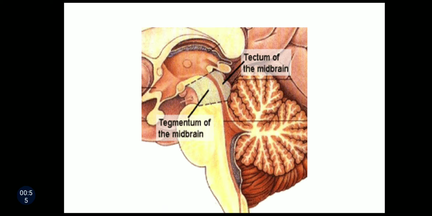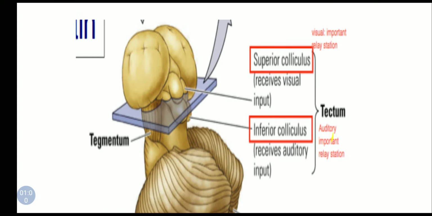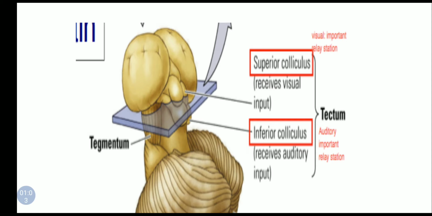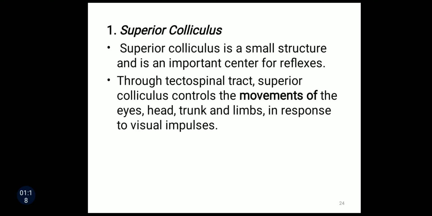This tectum has got again two parts, superior colliculus and inferior colliculus. Here you can see this is the tectum of the brain, and it has got a superior colliculus which is mainly concerned with visual functions, and inferior colliculus which is mainly concerned with auditory functions. Now the superior colliculus is a small structure and is an important center for reflexes. Through tectospinal tract, superior colliculus controls the movements of the eyes, head, trunk and limbs in response to visual impulses.